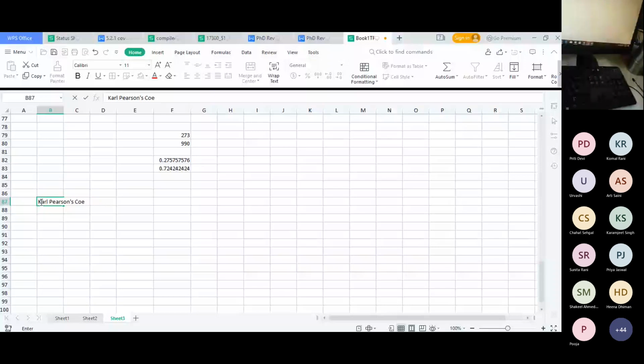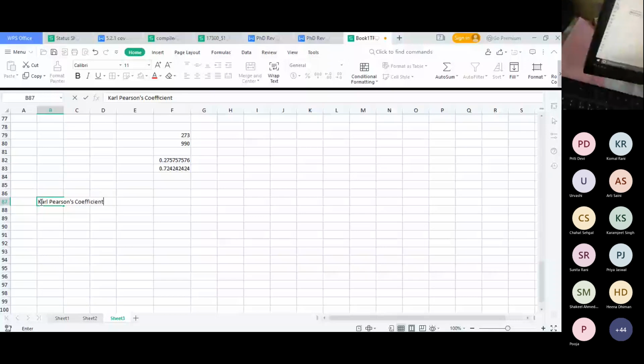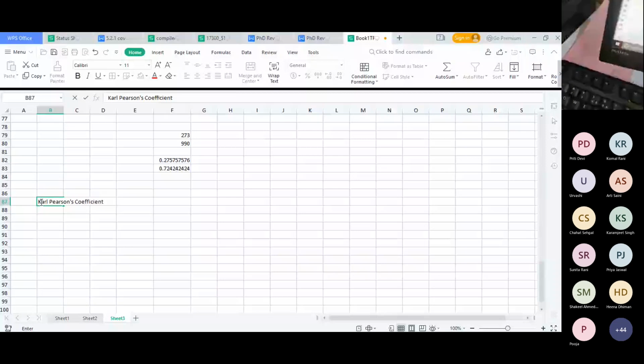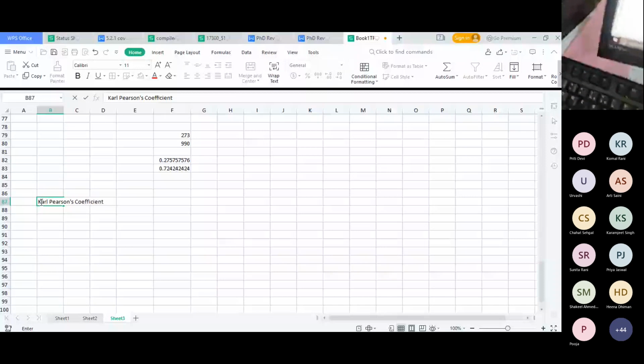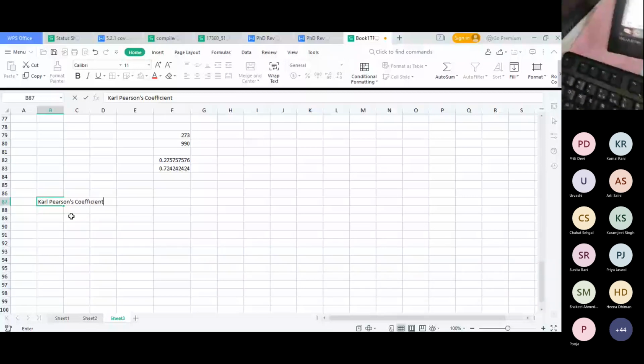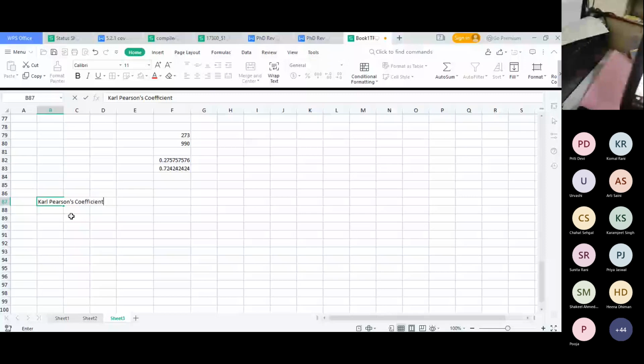In Spearman rank, the name itself says we want the ranking data, but in Karl Pearson's coefficient of correlation, we will require the direct data. So we can work with the direct, ratio, or interval data itself. We need not have the other things involved in this. That is Karl Pearson's coefficient of correlation.